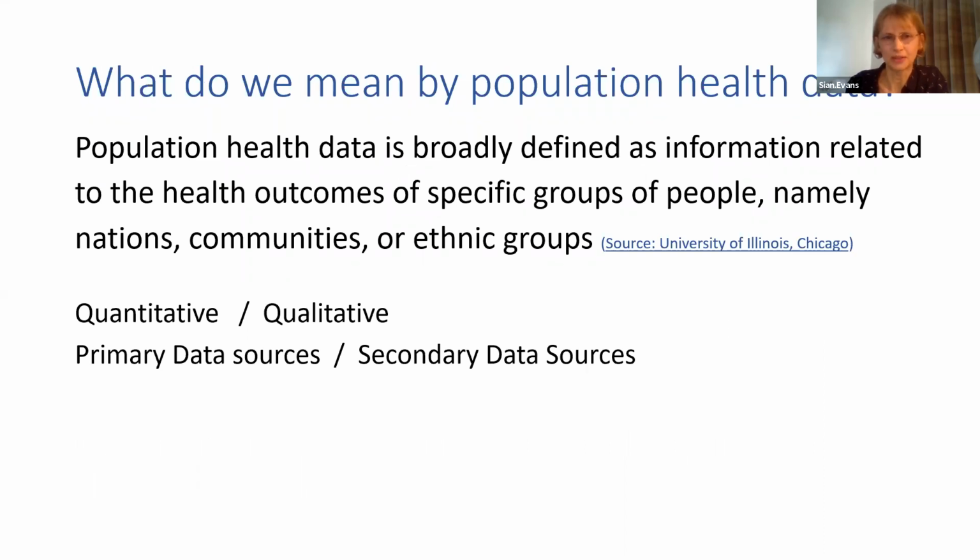Before I start talking about the data that's held by Public Health England, as a public health practitioner, it's always been drummed into me that you should start with a definition. So what do we mean by population health data? Broadly, information that relates to the health outcomes of populations or specific groups of people. That could be at a national level, for communities or particular ethnic groups, and it could be both quantitative and qualitative data. For this presentation, I'll be largely thinking about quantitative data.